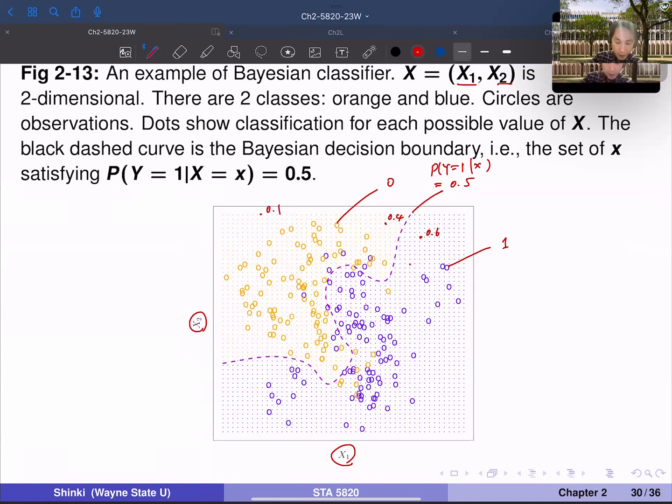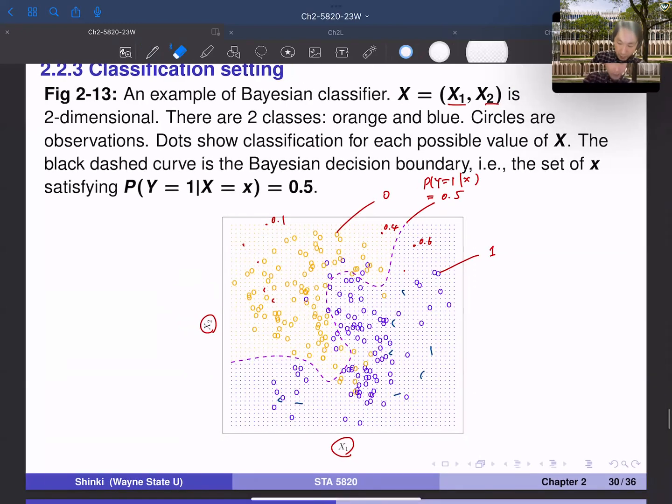So if the points are on the upper left side of this complicated curve, then we decide that these points belong to class 0. And if the points are around here, then we decide that these points belong to the class Y equal to 1. So yeah, just one example.